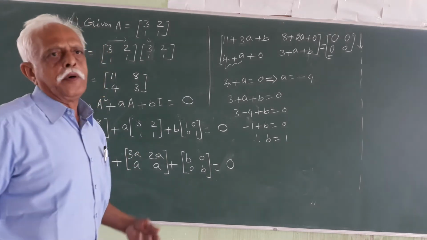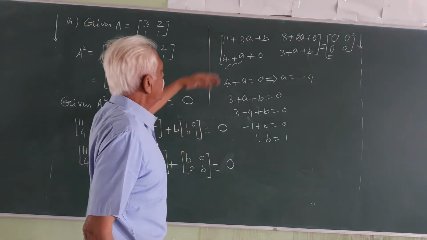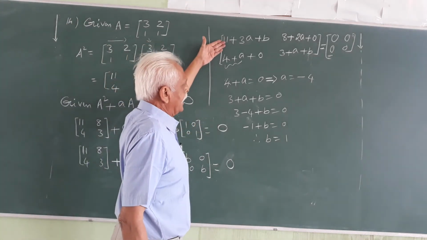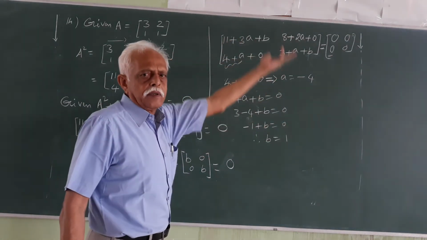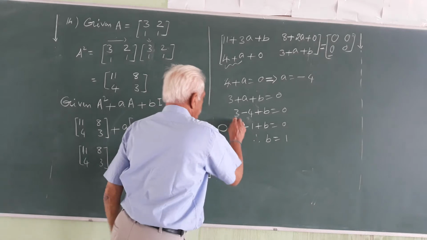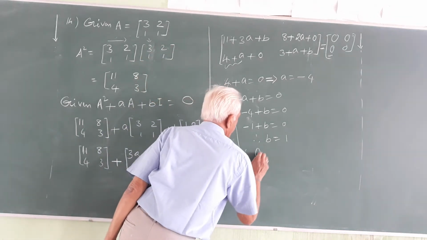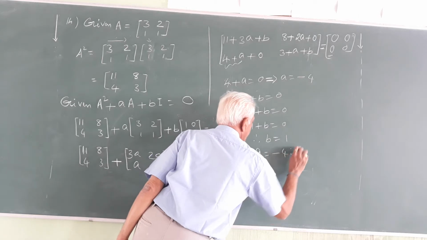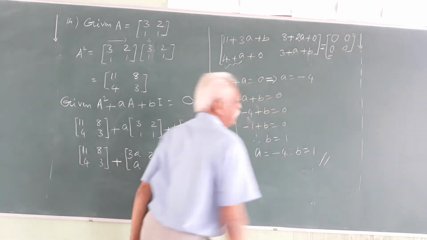Now if you want to know whether it is correct or not, you can substitute the values of A and B here. 11 minus 12 plus 1 is equal to 0, you are getting. No need for you to verify. Therefore, A is equal to minus 4 and B is equal to 1. You are asked to find the values of A and B.